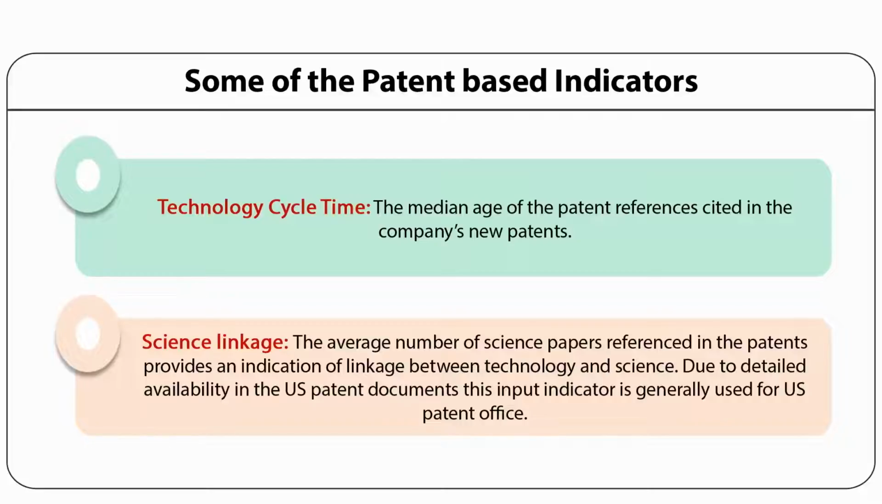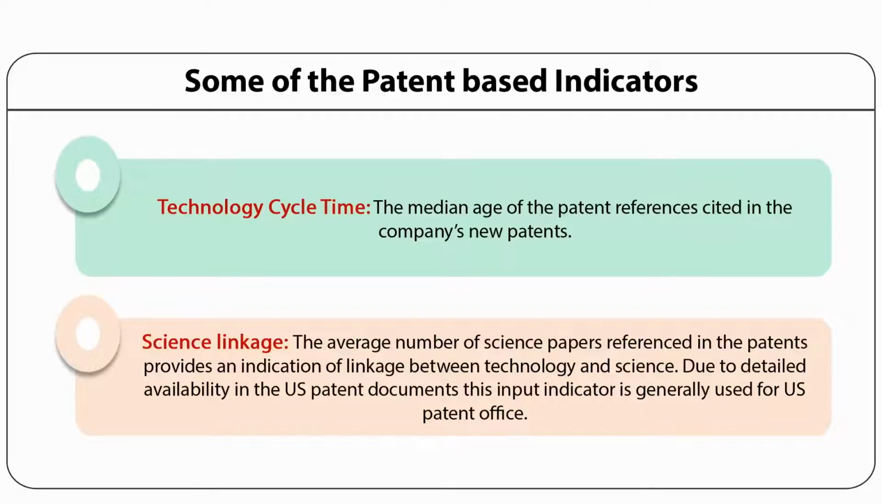In fast growing fields like sensors or photovoltaic cells, you can find that the technology cycle time, the median age, is very short. And in those areas where the technology takes a long time to go to the market, the technology cycle time of these patents, the median age, would be very long.